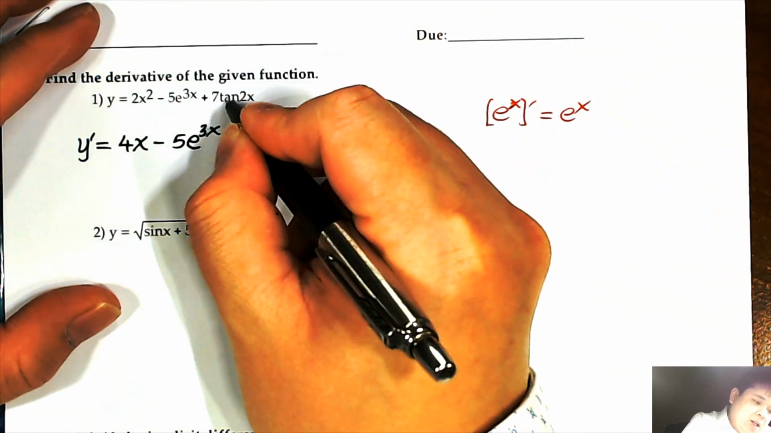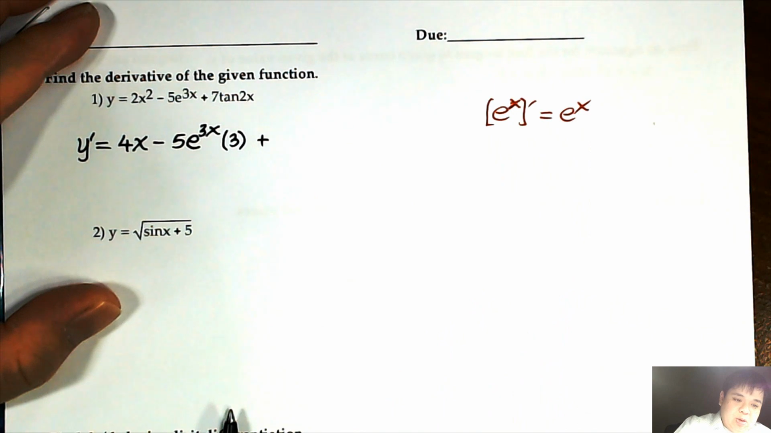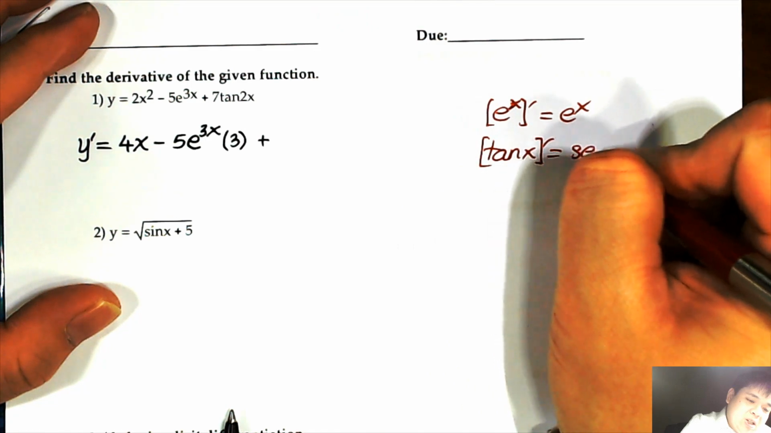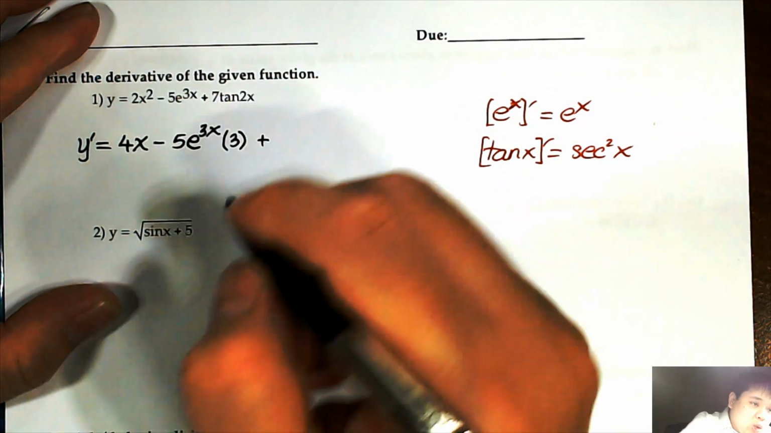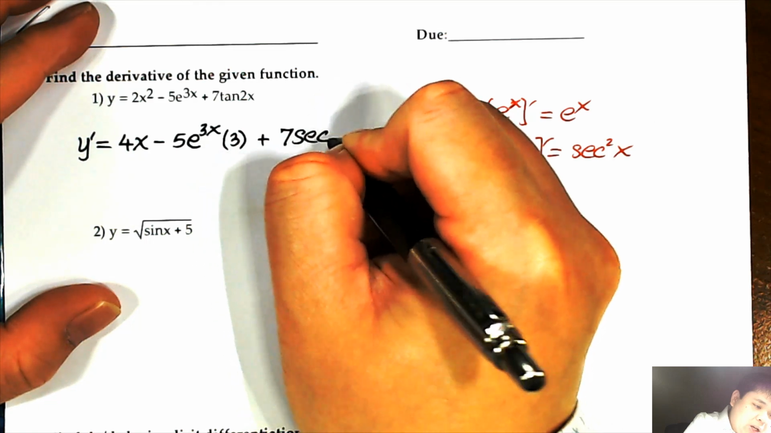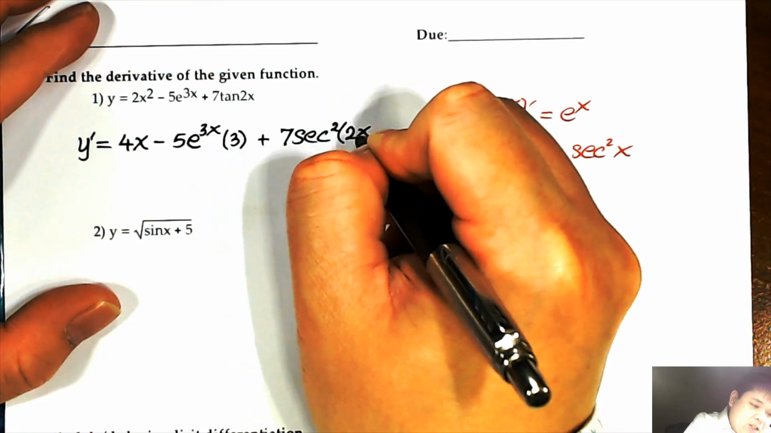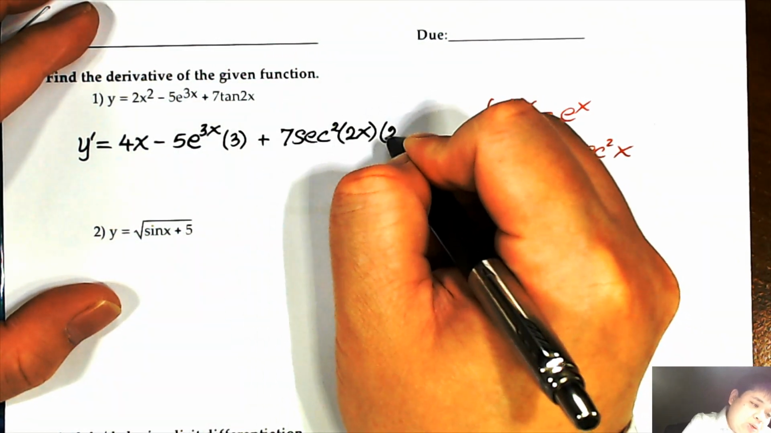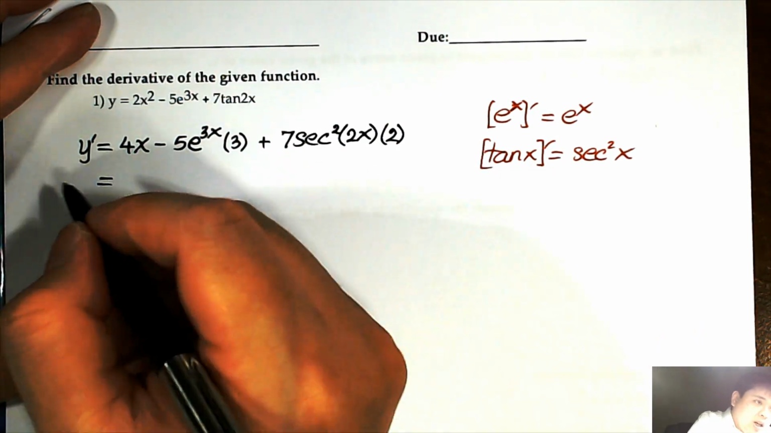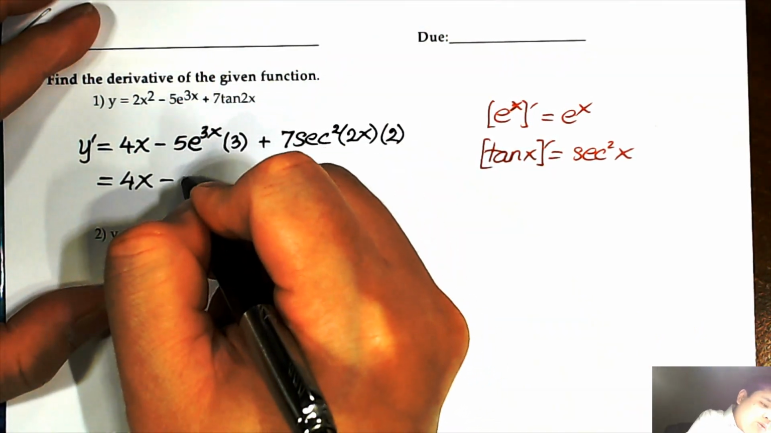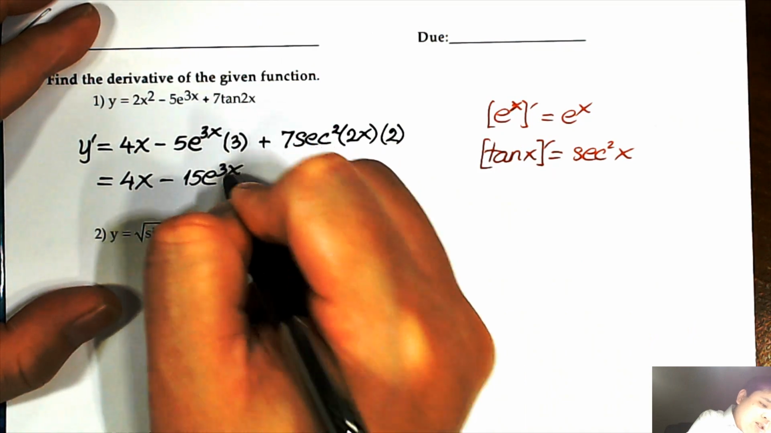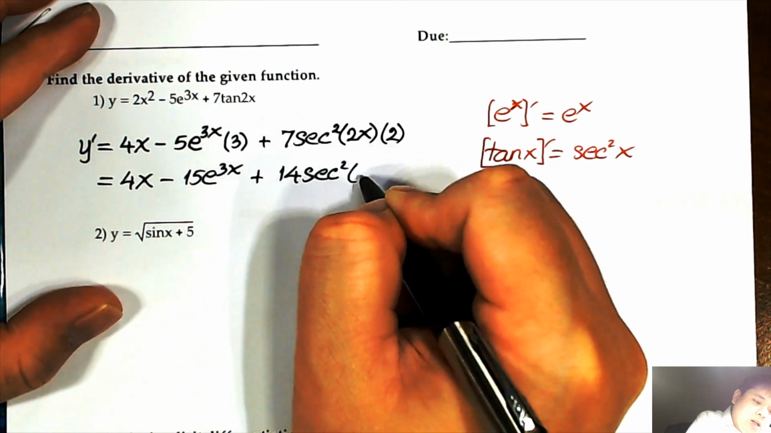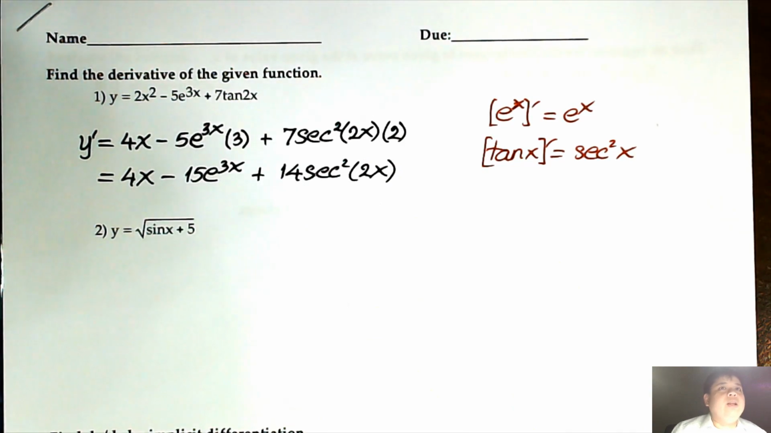Next, the derivative of 7 tangent of 2x. The derivative of tangent x in general is secant squared. So we're going to have 7 secant squared of 2x. And then the derivative of the inside, 2x, is going to be 2. Right. So we have 4x. 3 times 5, that's 15e to the 3x. 7 times 2, that's 14 secant squared of 2x. Right.